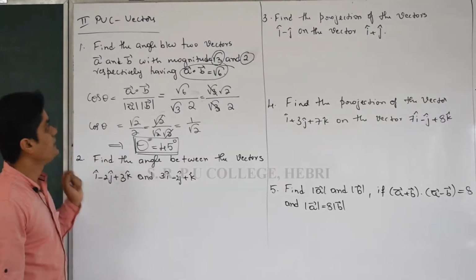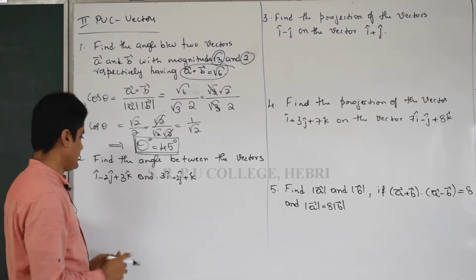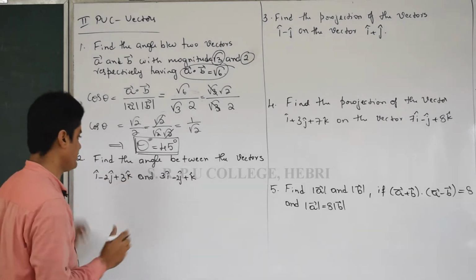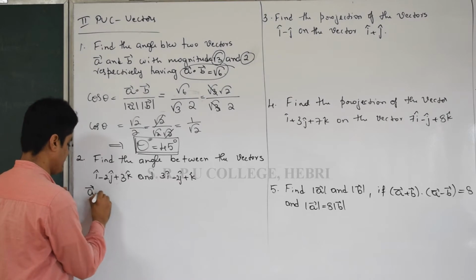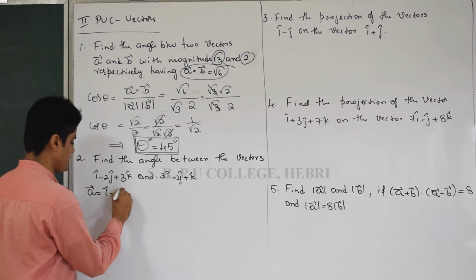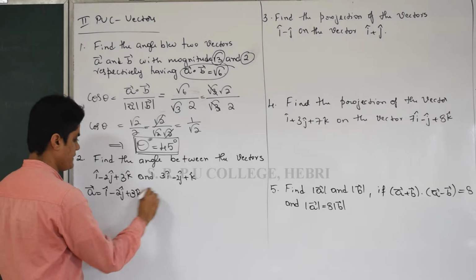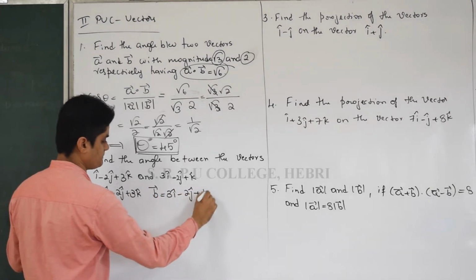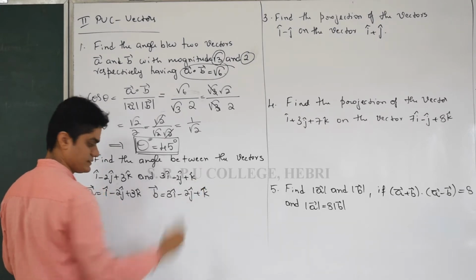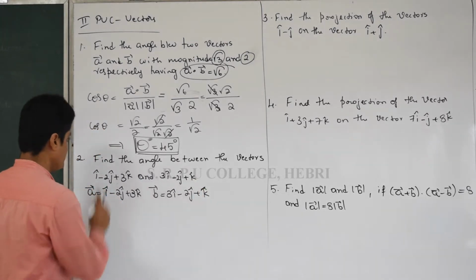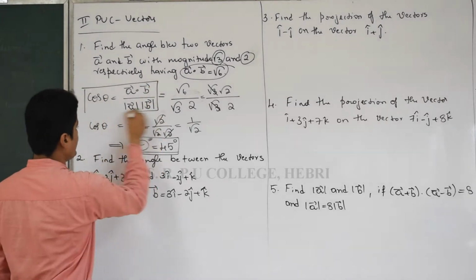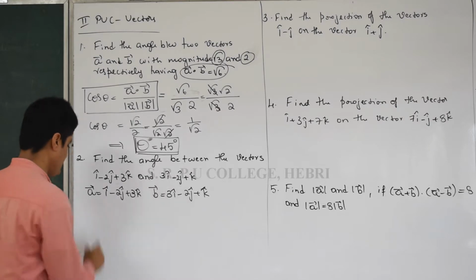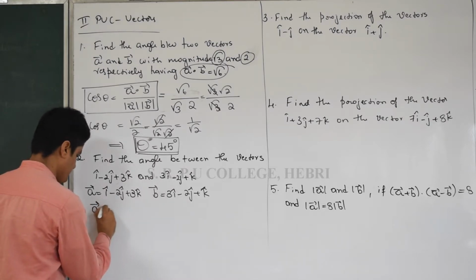Yes, very good. Next question: find the angle between the vectors, again. It is the same question, but here the data is given in a different pattern. You can take vector A equal to i minus 2j plus 3k and vector B equal to 3i minus 2j plus k. So take the given vectors like this, A as A and B as B. You already know the formula: cos theta equals vector A dot B divided by magnitude of vector A into magnitude of vector B. So first find vector A dot B.